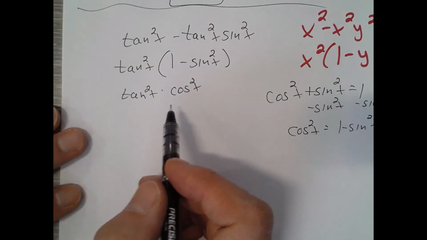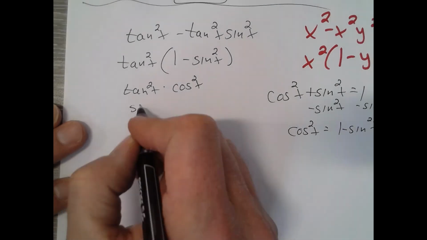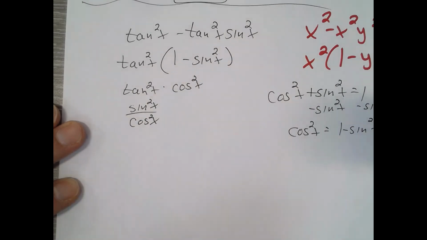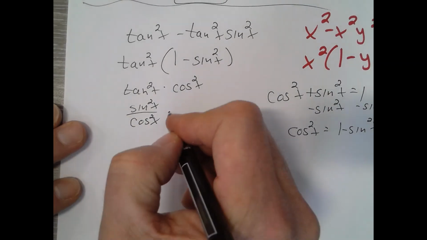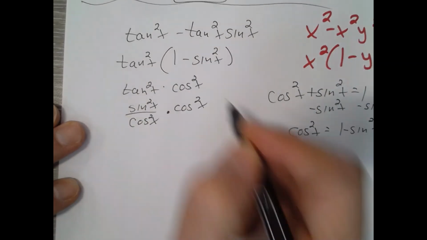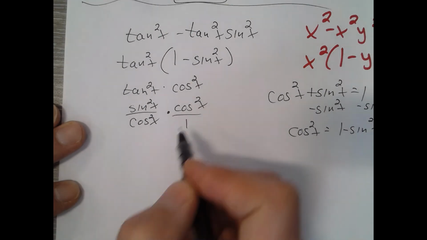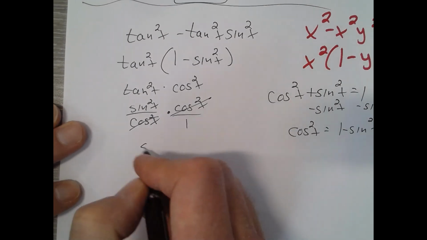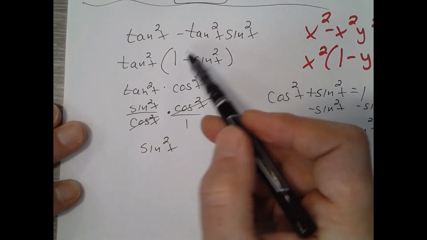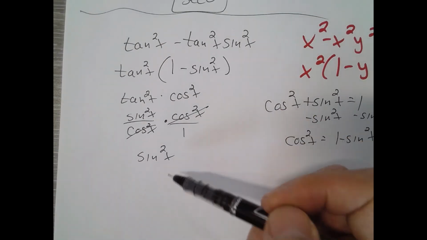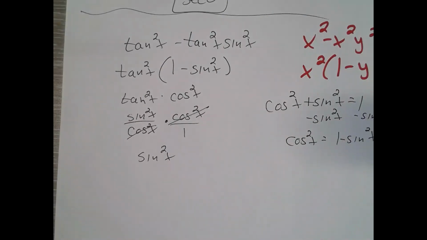So right here, tangent squared is sine squared over cosine squared. And we're still multiplying by a cosine squared. Now what? So we're left with, after all of that, this whole mess up here is really just sine squared x. Feeling good about that being completely simplified.